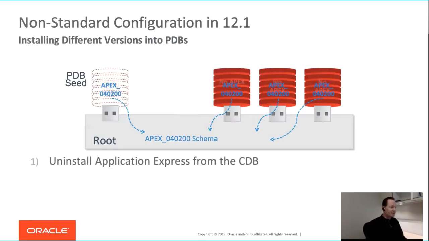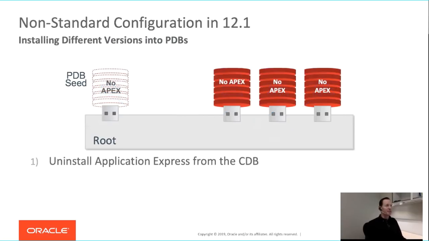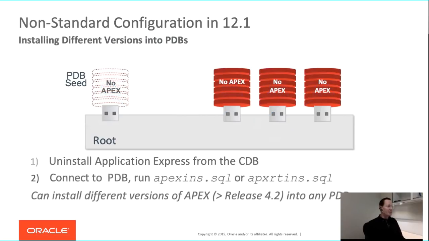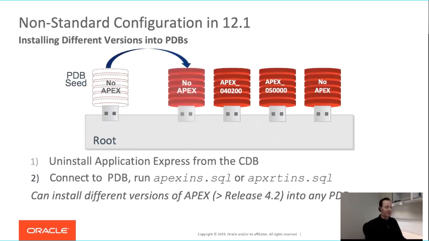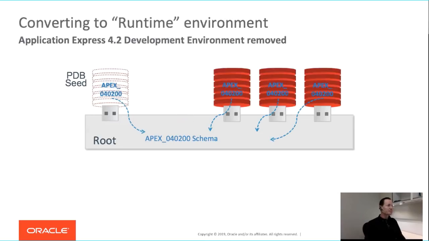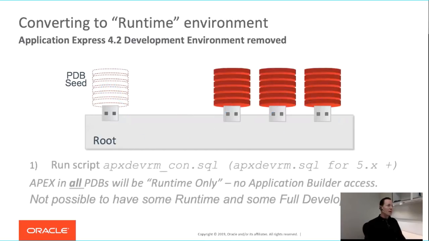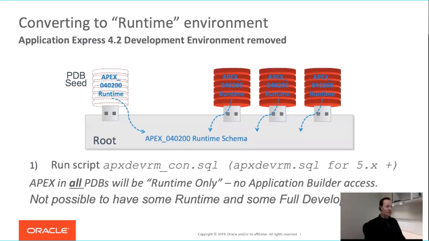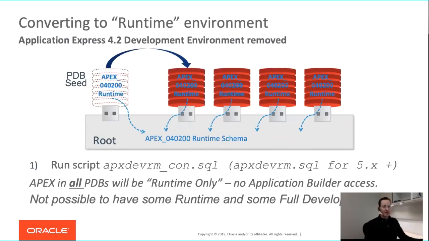But one of the advantages of uninstalling Application Express from the CDB at that time was that you could connect to a PDB and run our installation scripts and install different versions of Application Express in these PDBs. Or you can even install a mix of development environments or runtime only environments. We also provided you a script to take the default full development environment that was installed common and then convert that to a runtime for the CDB if you wished.